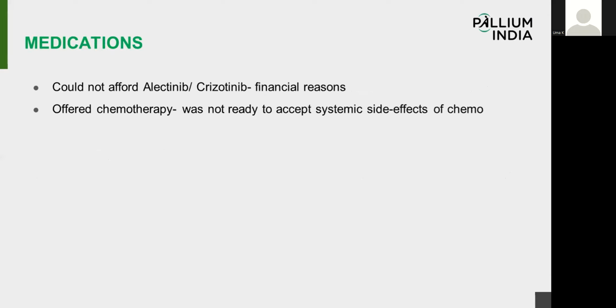So the medications, she could not afford biologics. She was offered chemotherapy with due precautions because she was just out of a big infection. They were not ready to accept systemic side effects and repeated hospitalizations, which chemo could have caused if she had not tolerated it. Next.